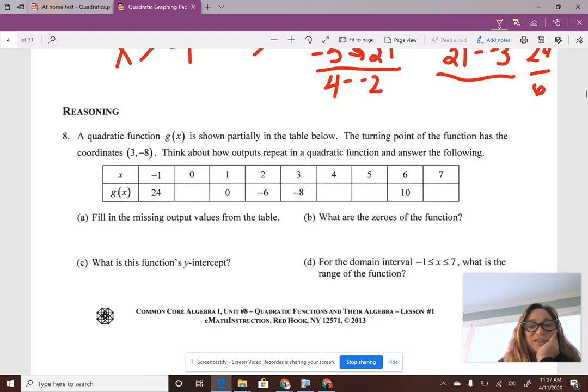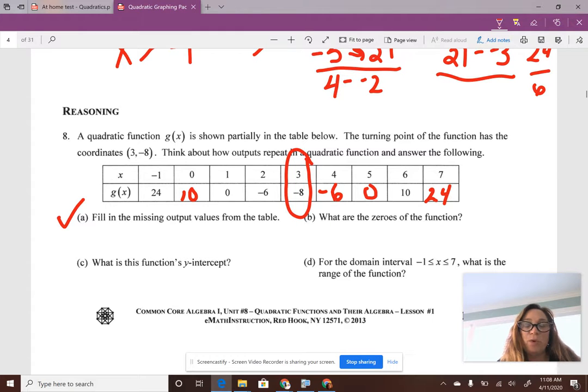Okay, so g of x is shown partially. The turning point of the function has the coordinates 3, -8. So that's important. Remember, there's symmetry around it. So the -6 has a partner. The 0 has a partner. The 10 has a partner. The 24 has a partner. Find the missing outputs. Done.